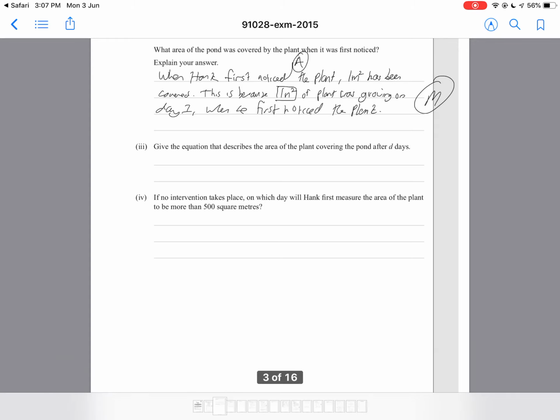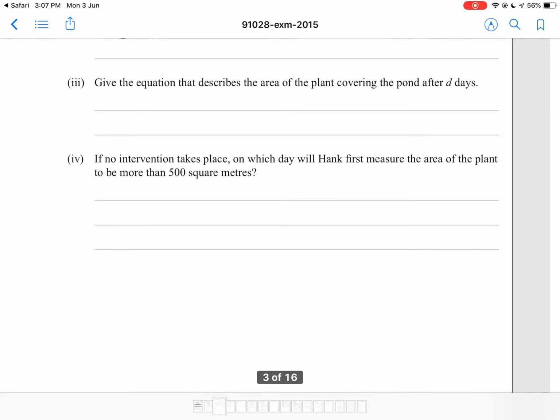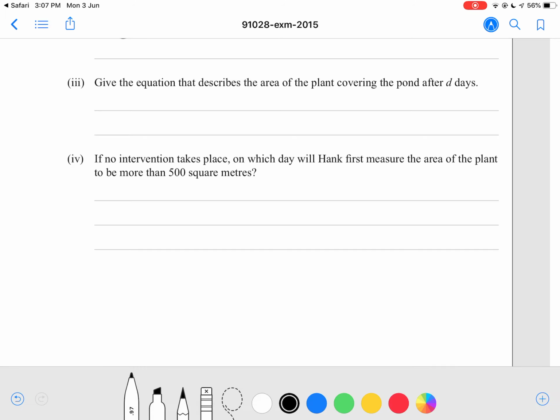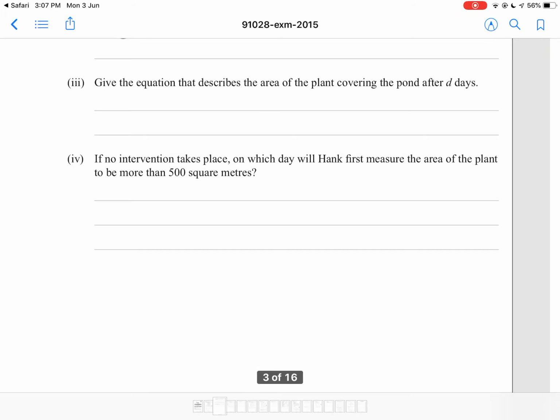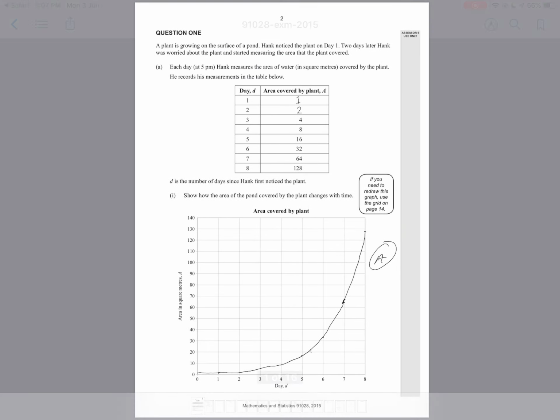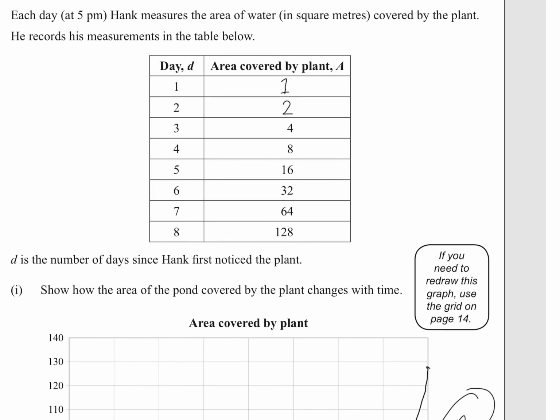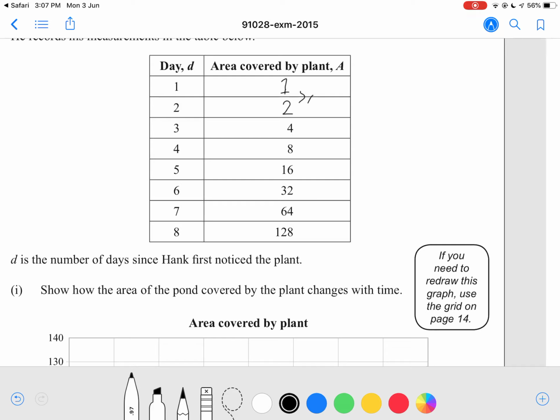Okay, moving on. Give the equation that describes the area of the plant that is covered in the pond after D days. Okay, so that's basically referring back to our exponential right here. Okay, so as you can see in our table, okay, it's multiplying by 2, multiplying by 2, multiply by 2, and so on.